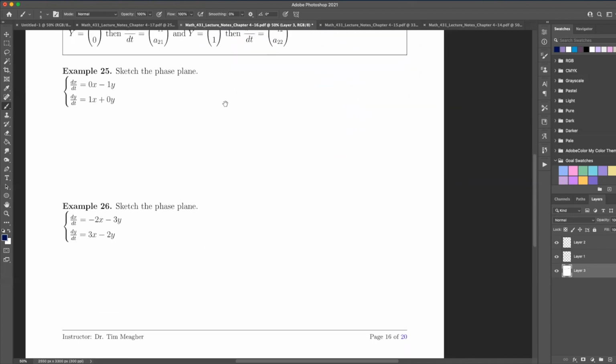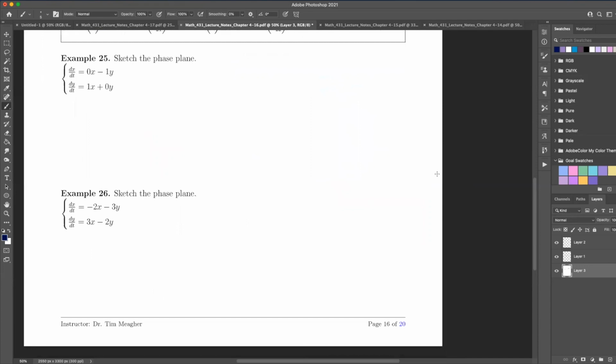Anyways, let me show you how to do actual examples here. Let me give you some examples and show you how to do these by hand, and then I'll show you how to do them in that.